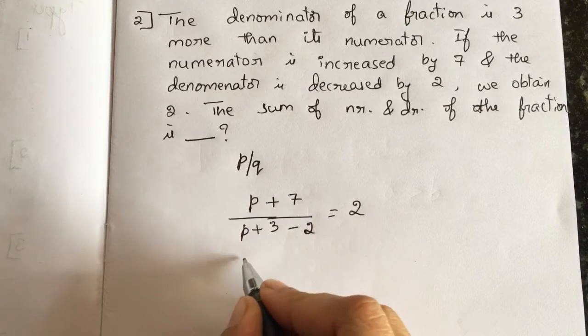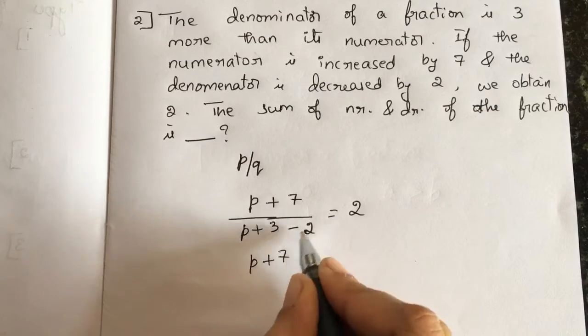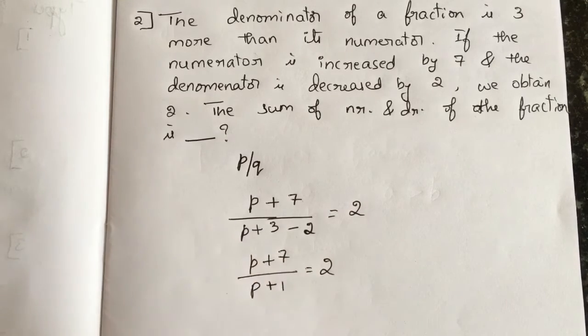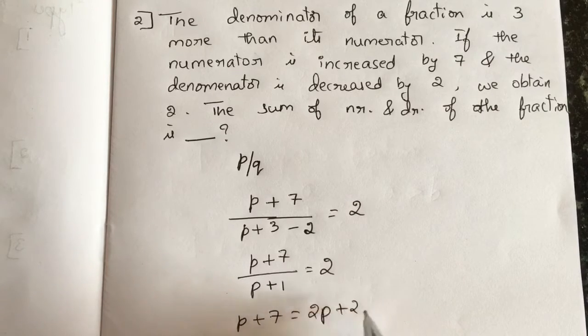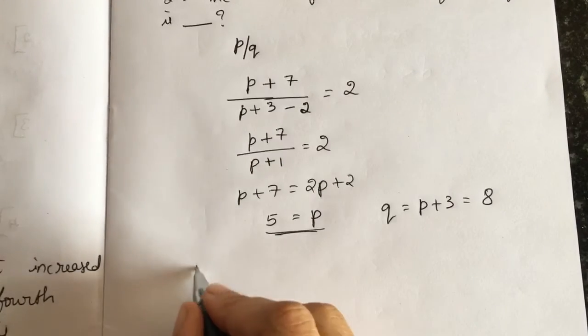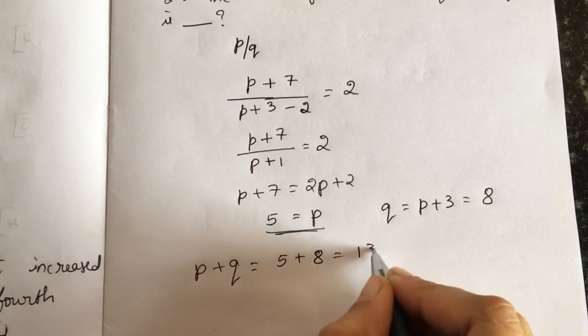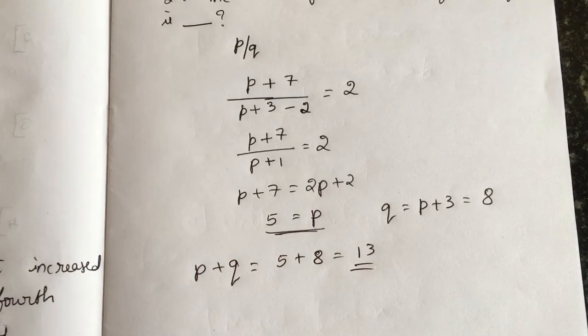So just simplify this. This is p plus 7 over p plus 1 equal to 2. Just do the cross multiplication. p plus 7 is 2p plus 2. Take this to this side, this to this side. 7 minus 2 is 5. 2p minus p is p. So p is 5 and q is p plus 3, so it's 8. Now I want p plus q, so it's 5 plus 8. The sum of the numerator and the denominator is 13.